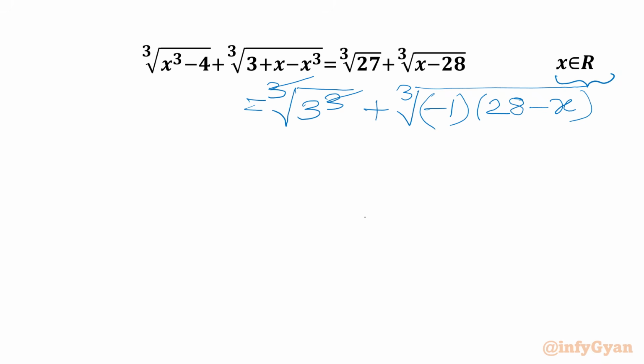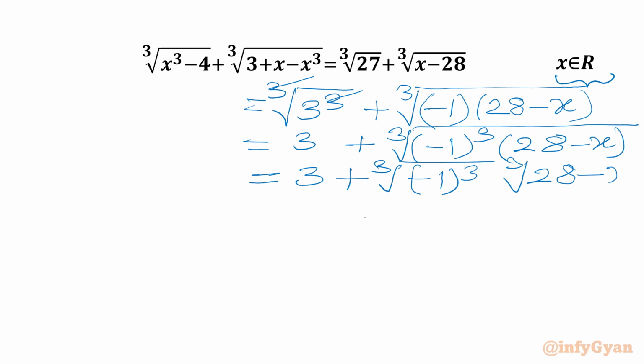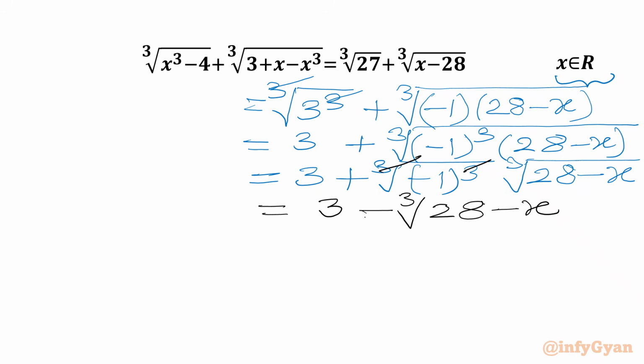Cube root and cube will get over. We will get 3 plus cube root of minus 1 can be written as minus 1 whole cube times 28 minus x, which will be equal to 3 plus cube root of minus 1 whole cube times cube root of 28 minus x. Now we can cancel cube root and cube. So we are going to get RHS 3 minus cube root of 28 minus x.